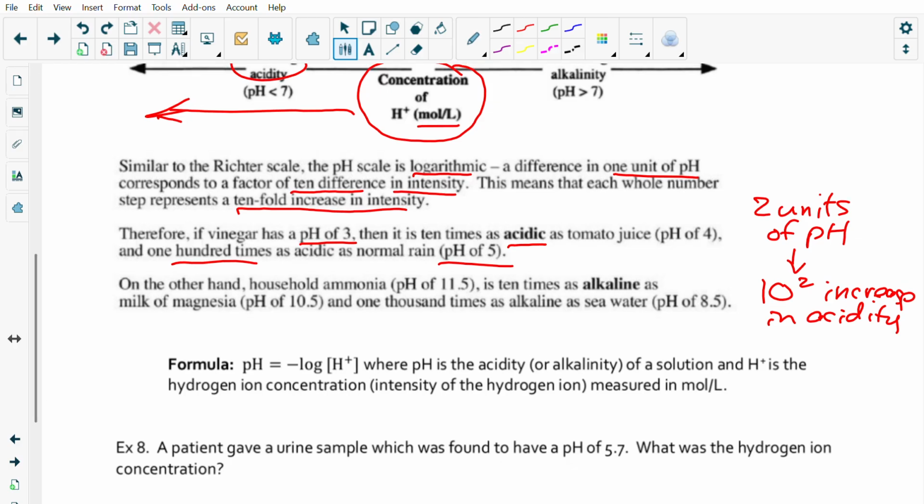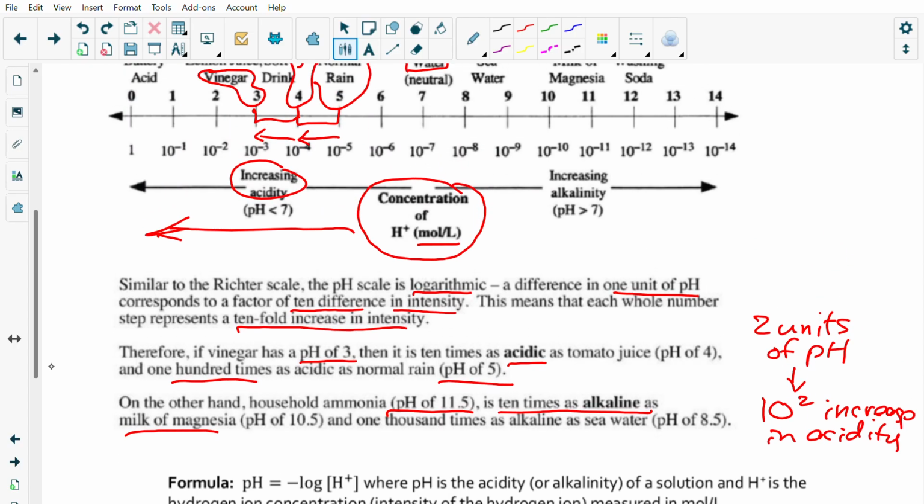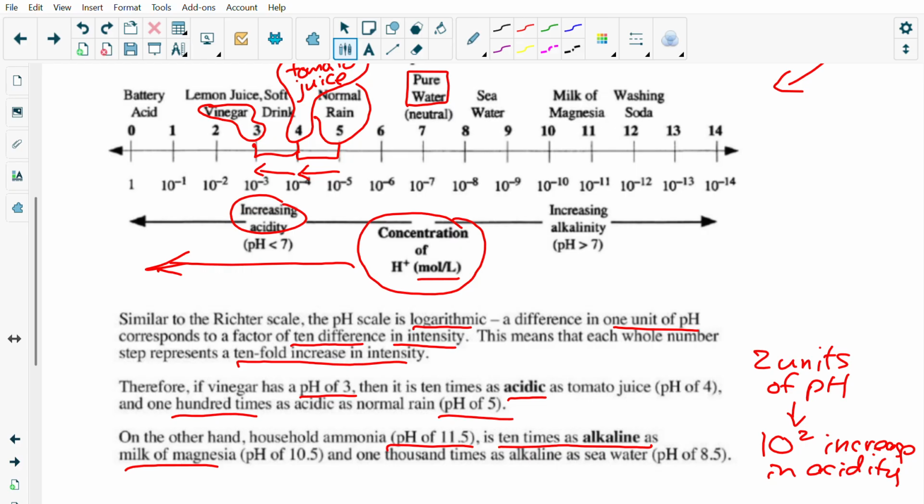On the other hand, household ammonia, pH of 11.5, is 10 times as alkaline as milk of magnesia at 10.5. When we go the other way, household ammonia is right here. You might have some at home for cleaning purposes, right? This is a pH of 11.5. This is 10 times more alkaline than milk of magnesia. This is a 1 unit increase, which is a tenfold increase.